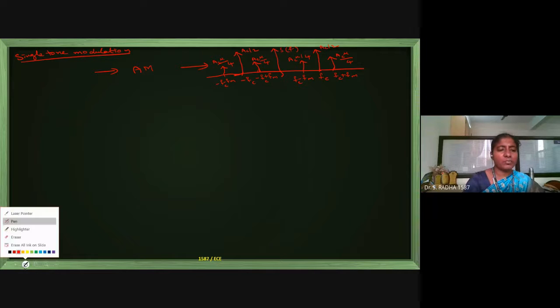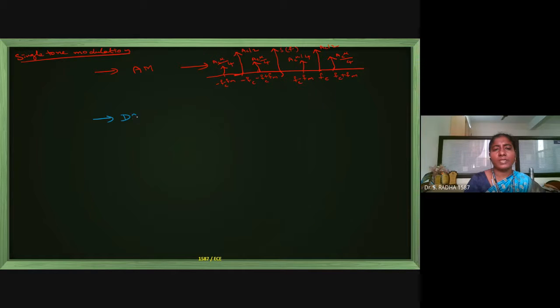If I take DSBSC, just to show the difference I am doing it in the same slide, the same PPT. You can redraw the diagram. Only the carrier component will be missing. At Fc, no pillar. At Fc plus Fm and Fc minus Fm, we will have the pillars. The pillar heights are AC Am by 4 each. This is the spectrum in DSBSC. At Fc the carrier is suppressed: double sideband, suppressed carrier.